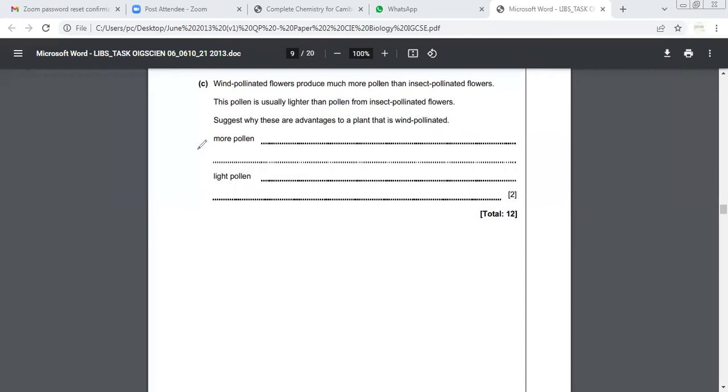Another question is that wind pollinated flower produces much more pollen grains than insect pollinated flower. These pollen grains are usually lighter than pollen from insect pollinated flower. Suggest why these are advantages to a plant that is wind pollinated.